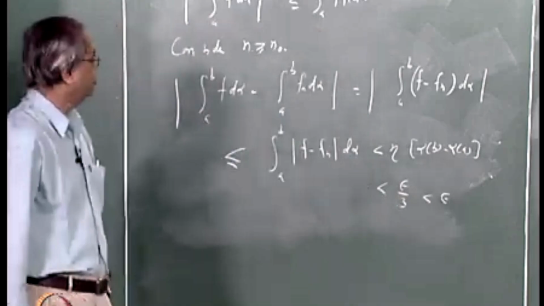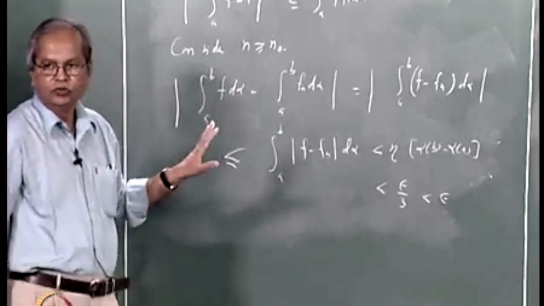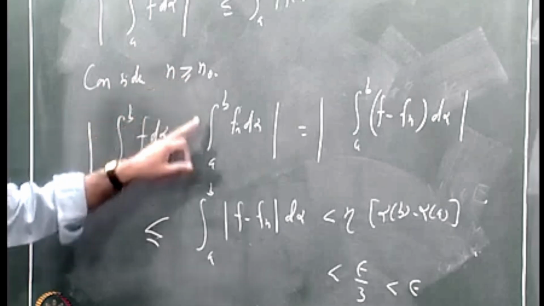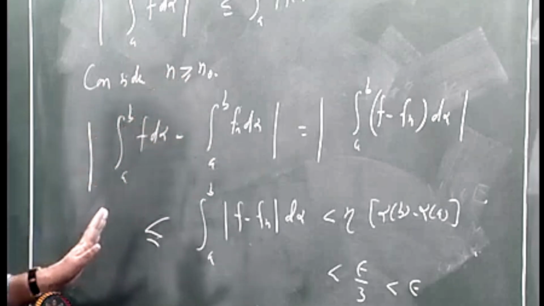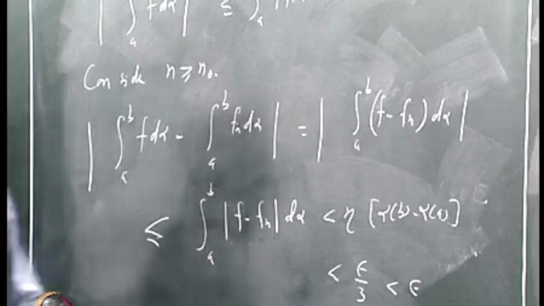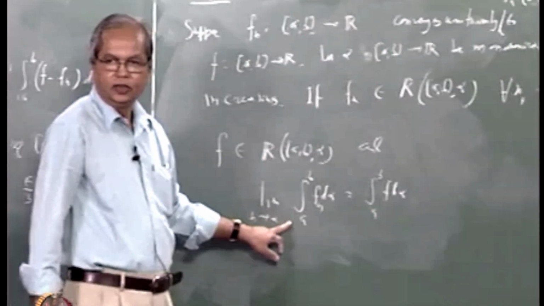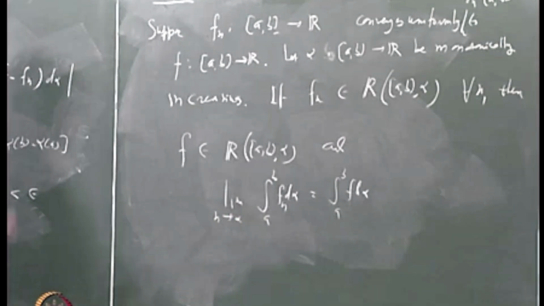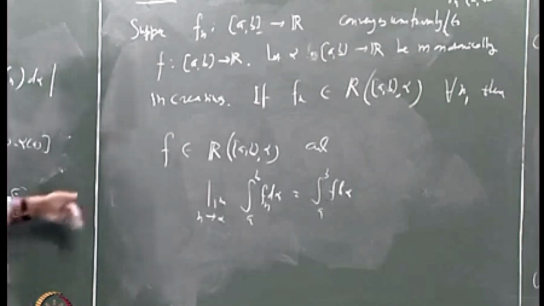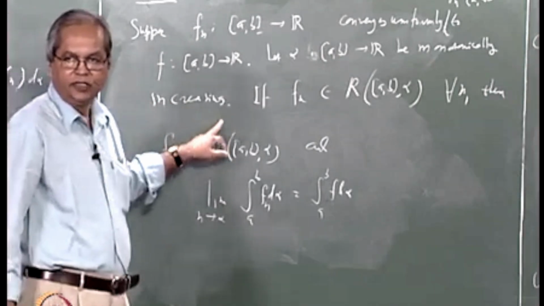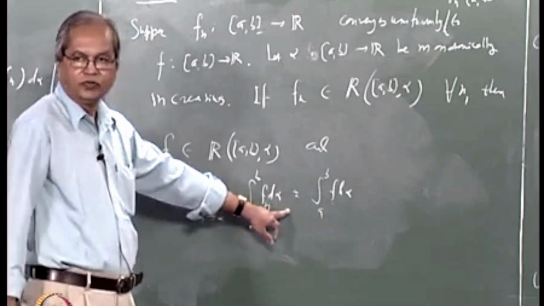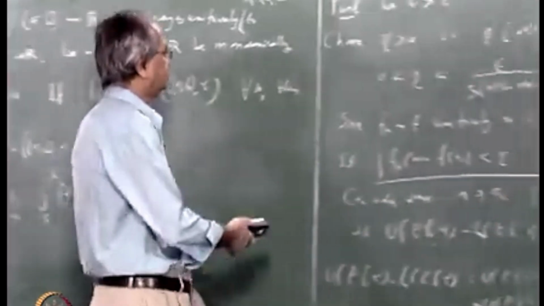So what did we show? That given any epsilon bigger than 0, there exists n0 such that whenever n is bigger than or equal to n0, the difference between these two numbers is less than epsilon, okay. That is same as showing this. So again recall what we have shown is that if fn converges to f uniformly and if each fn is integrable, then f is also integrable and integral of fn converges to integral of f, okay, alright.